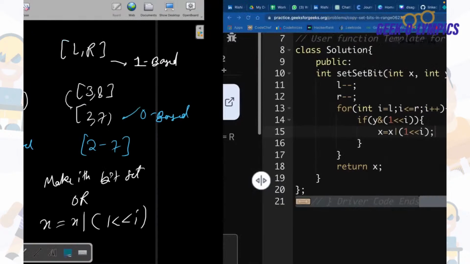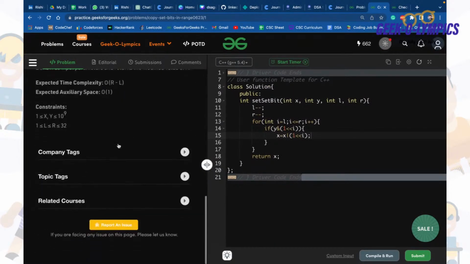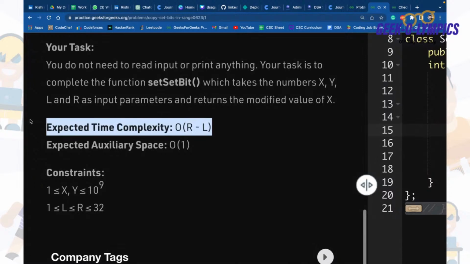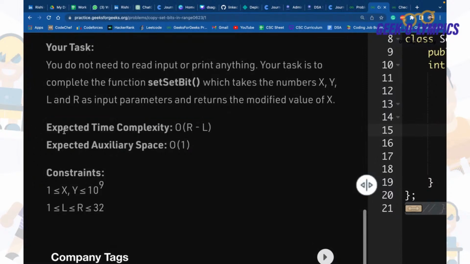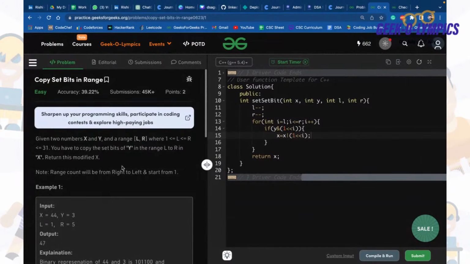So I think that it is a fine problem. If you want, you can explore that also. But the expected complexity that GFG was expecting, time complexity of r minus l and space complexity of 1, we have achieved through this solution. So I hope that it is clear.